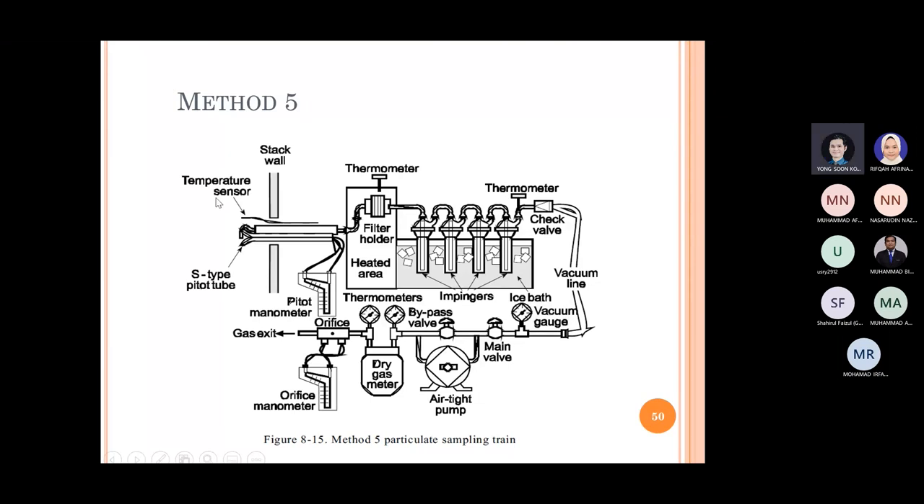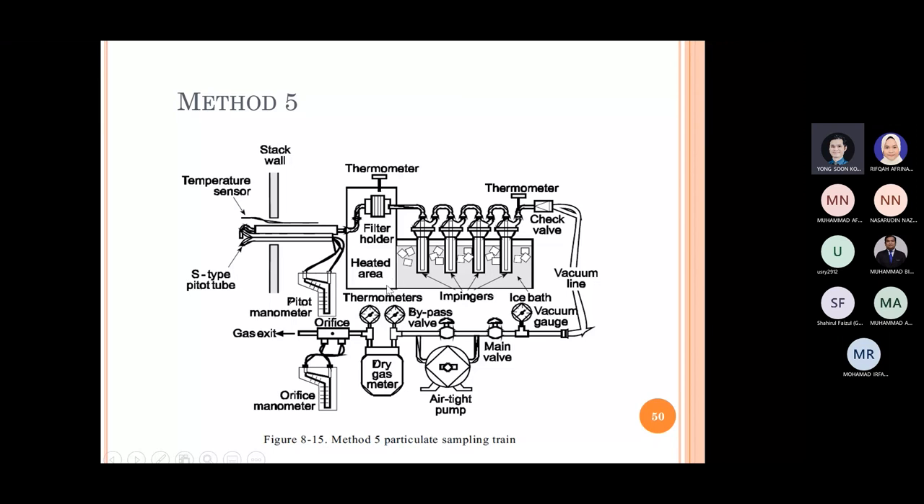Method number 5. It has a pitot tube inserted through the wall into the stack. So this is where all the flue gas or the emission comes up. They're going to collect the temperature and also the pressure. And of course, the emission air will travel through this tube into a box. This box contains a heater so they can maintain the temperature. They also have a filter to filter out the particulates, if you want to determine the particulates, and also a thermometer to determine the temperature.